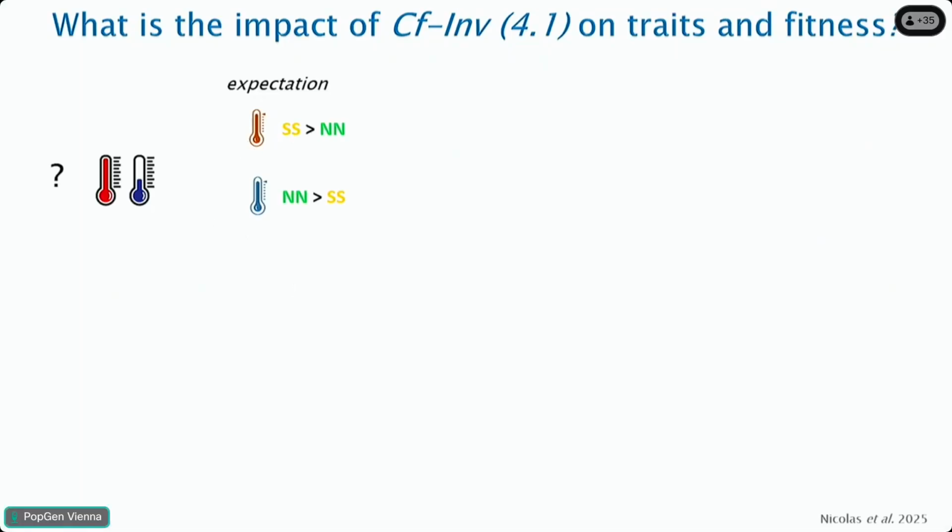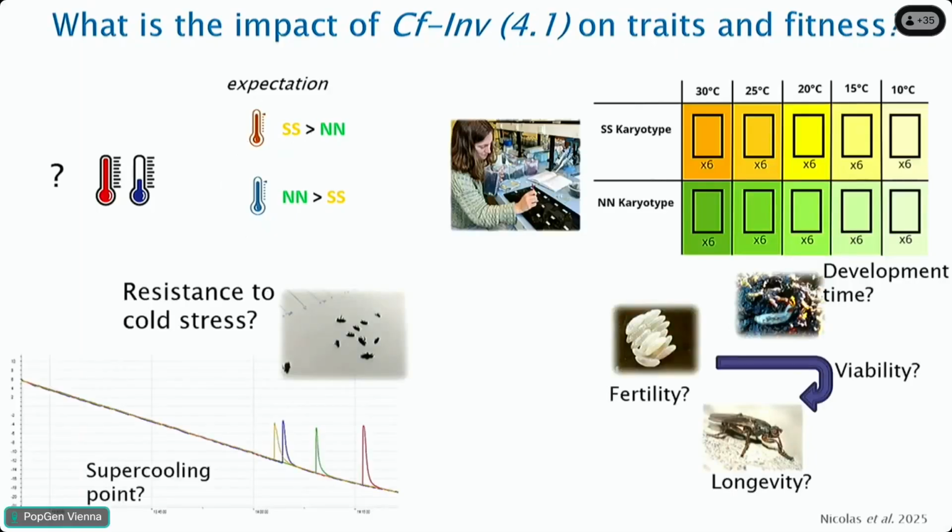So Leah spent a lot of time making homokaryotypic lines. We wanted to get SS lines and NN lines. Then they did a lot of experiments on that, trying to measure resistance to cold stress. This is with Andrea. They raised them at different temperatures and measured development time, fertility, longevity, and viability. I'm skipping most of the results here, but in short, the only significant effect was on fertility and viability.